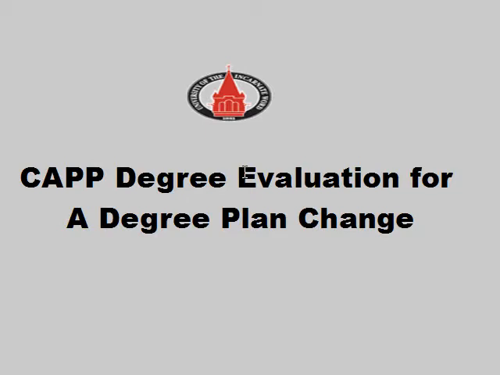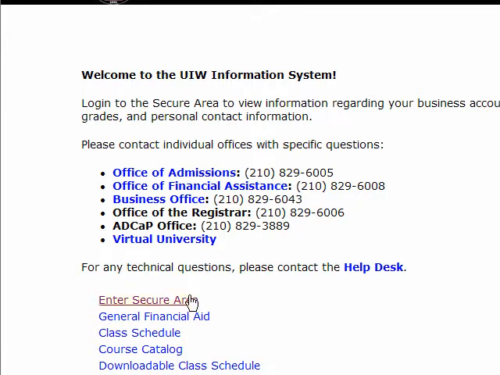So if you're not familiar with CAPP or you haven't viewed the tutorial which discusses using CAPP to evaluate your current degree plan, I strongly recommend that you view that video before this one, because we're not going to cover some of the finer details like how to access CAPP from the UIW homepage. So CAPP's located within Banner Web, and I'm going to log into Banner Web.